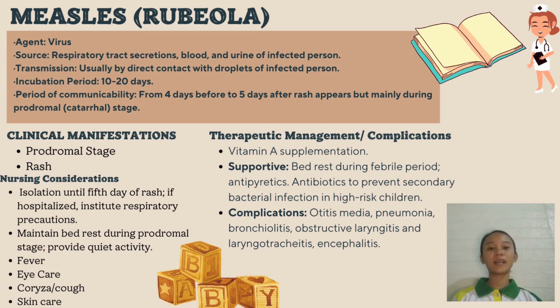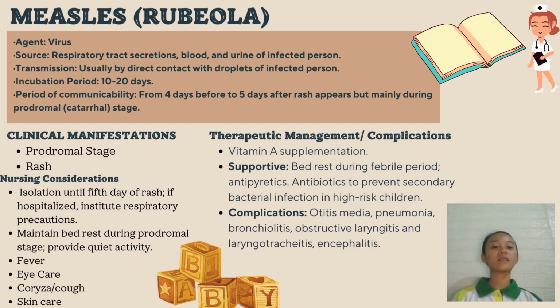So, we have clinical manifestations. The first is prodromal stage. I already said earlier what the meaning of prodromal stage is. Next is rash. So, we also have nursing considerations for measles. We have isolation until 5th day of rash. If hospitalized, institute respiratory precautions. Next is to maintain bed rest during prodromal stage. Provide frequent activity. We have fever, eye care, coryza, cough care, skin care.